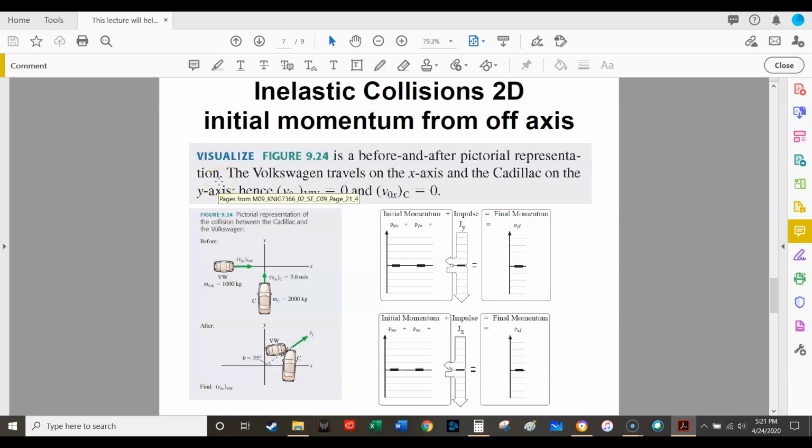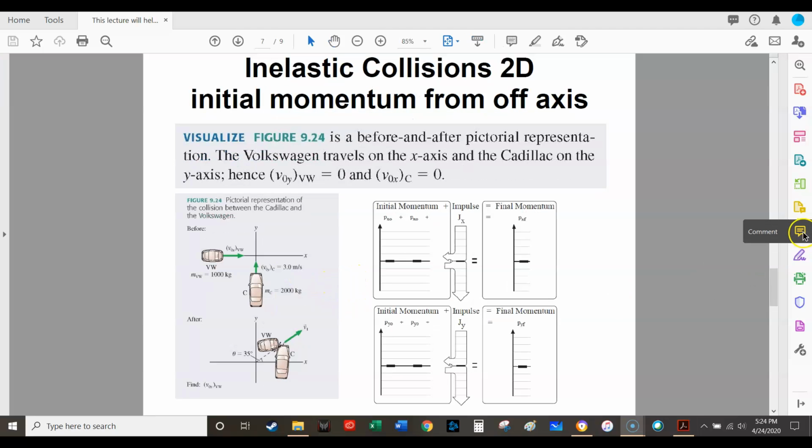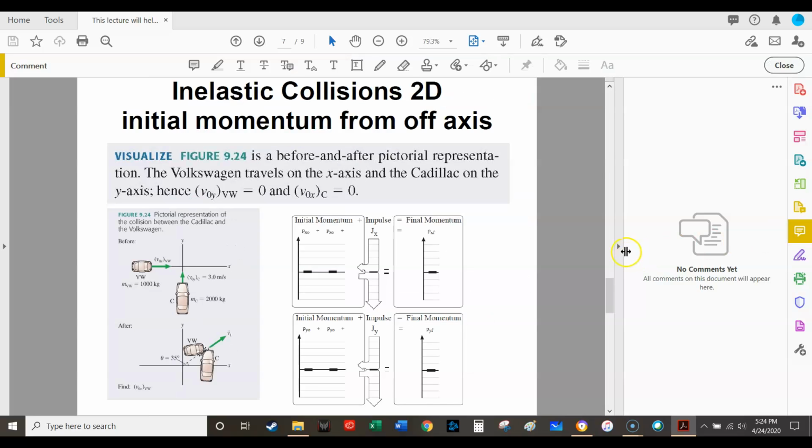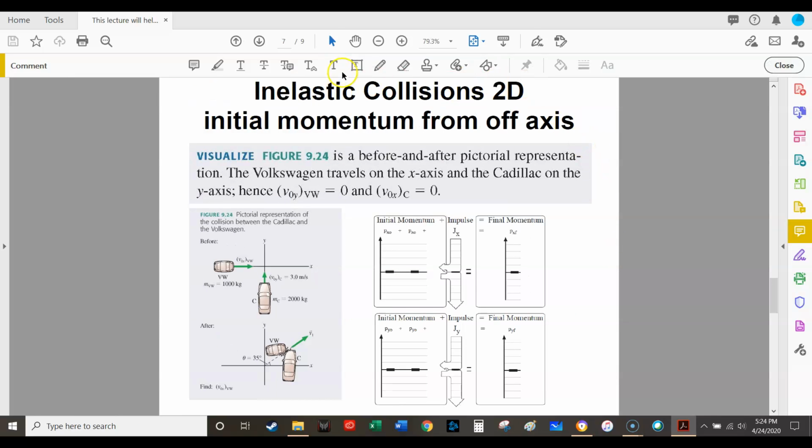So in here they go ahead and graph this. They say the Volkswagen was traveling to the right at some unknown velocity, and it weighs 1,000 kilograms. In the y direction, the Cadillac was traveling upwards at 3 meters per second, and it weighs 2,000 kilograms. Let's go ahead and start marking up this document.